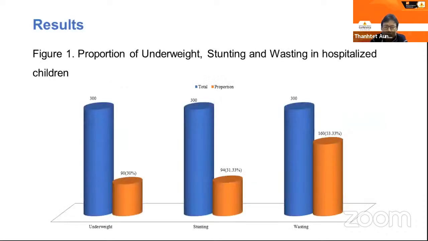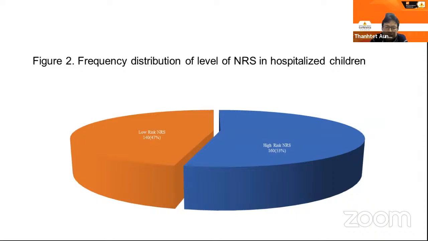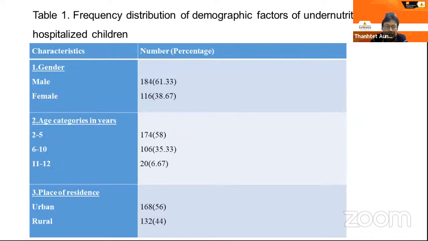Figure 1 shows the proportion of underweight, stunting, and wasting in hospitalized children. Among 300 hospitalized children, underweight is 30%, stunting is 31.3%, and wasting is 53%. Figure 2 shows the frequency distribution of level of nutrition risk score in hospitalized children. Low risk NRS was 47% and high risk NRS was 53%. Table 1 shows the frequency distribution of demographic factors in undernutrition in hospitalized children. These will be discussed later.